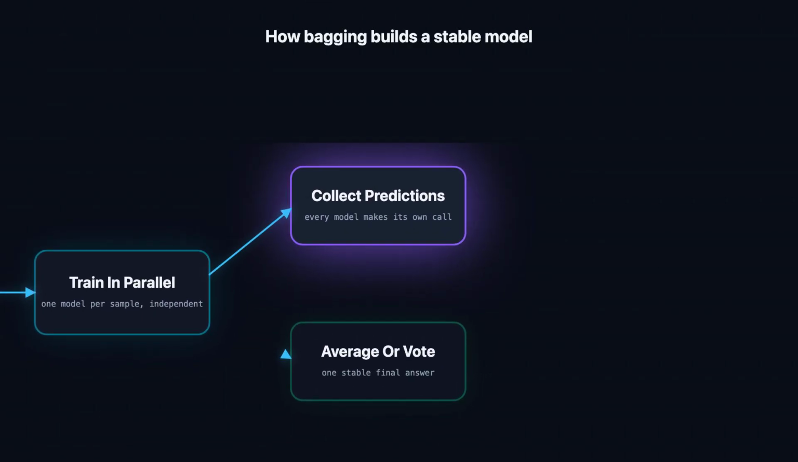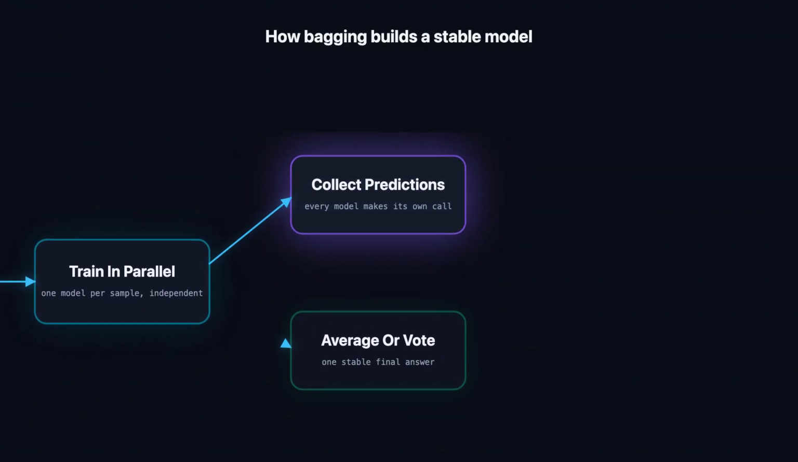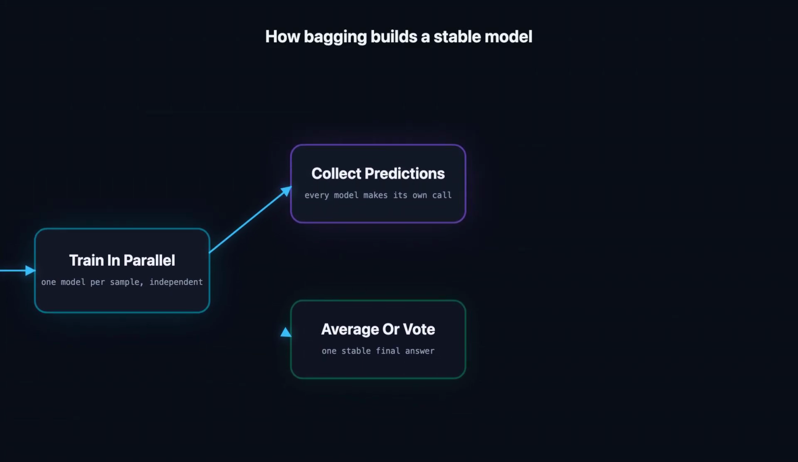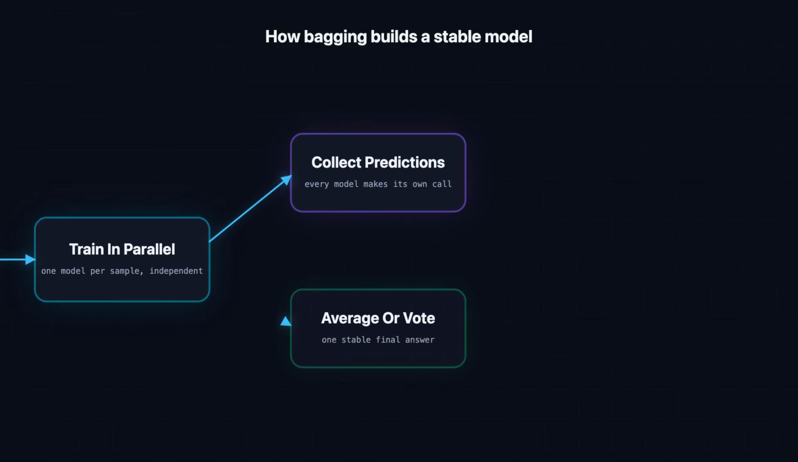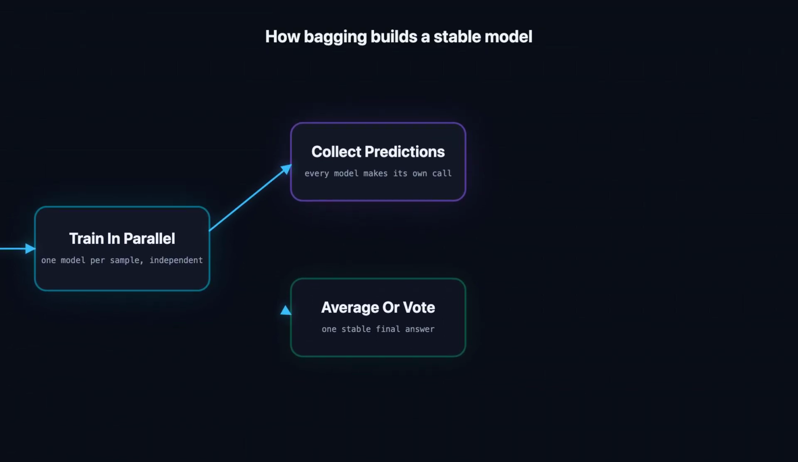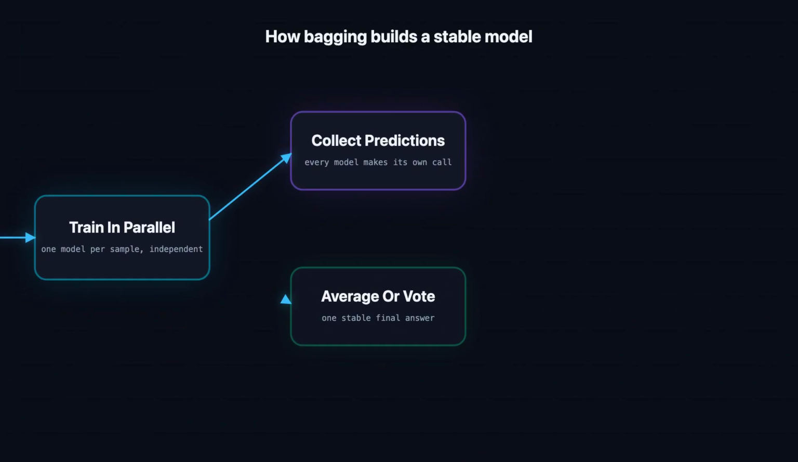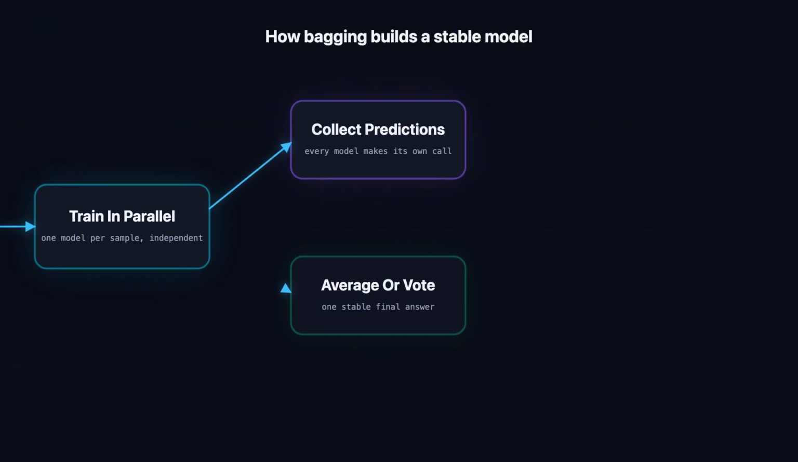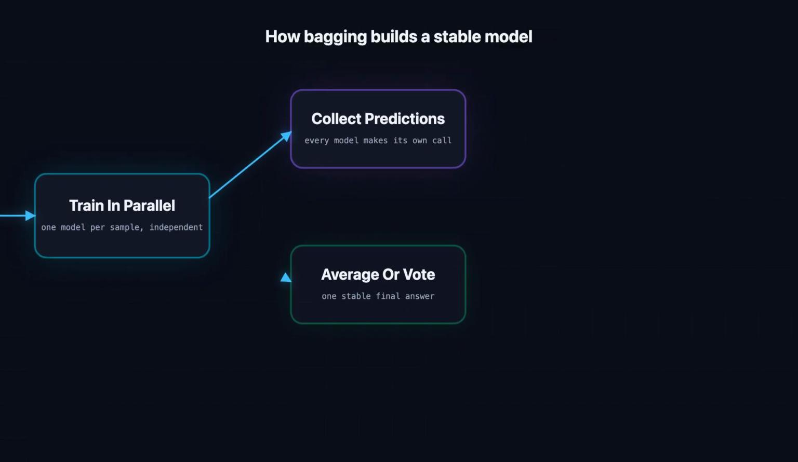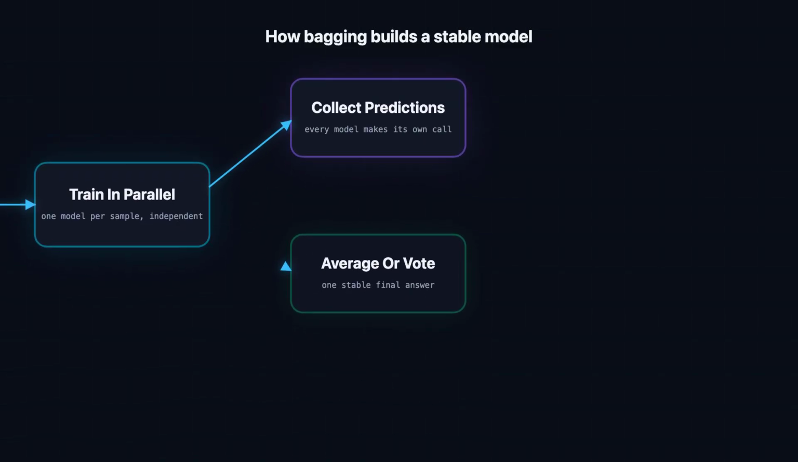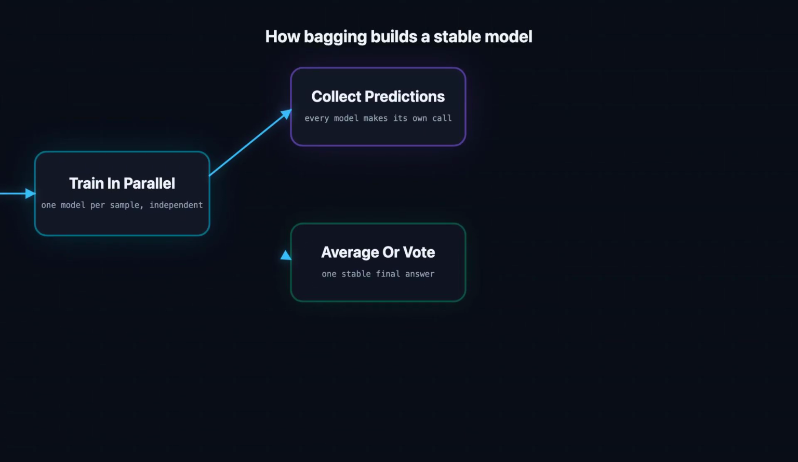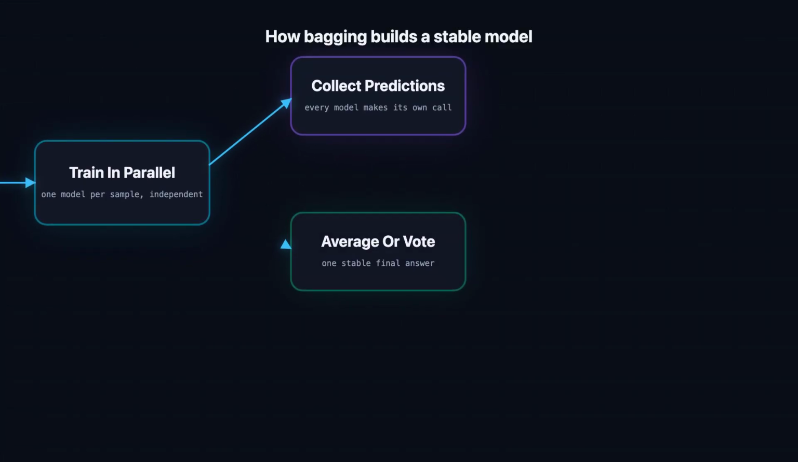Once trained, every model looks at a new example and makes its own prediction. Because each one learned from a different resample, they disagree in small, mostly random ways. That disagreement is not a bug, and it's not something to smooth over. It's precisely the raw material that bagging is about to exploit.